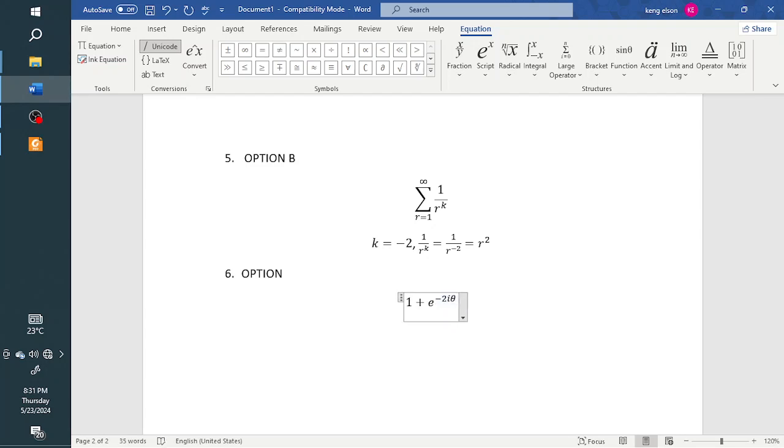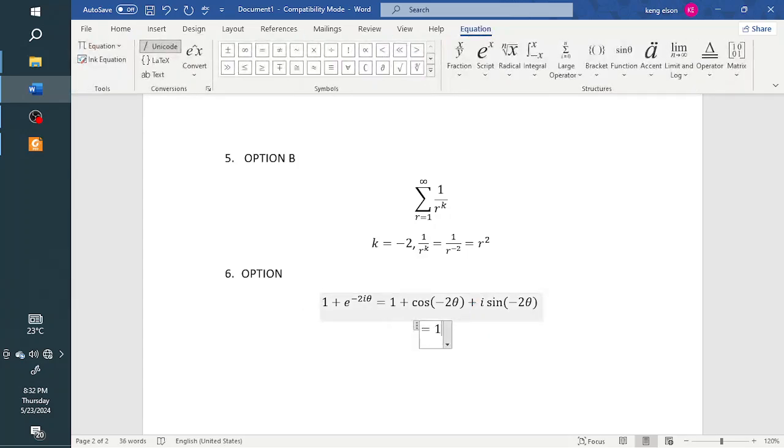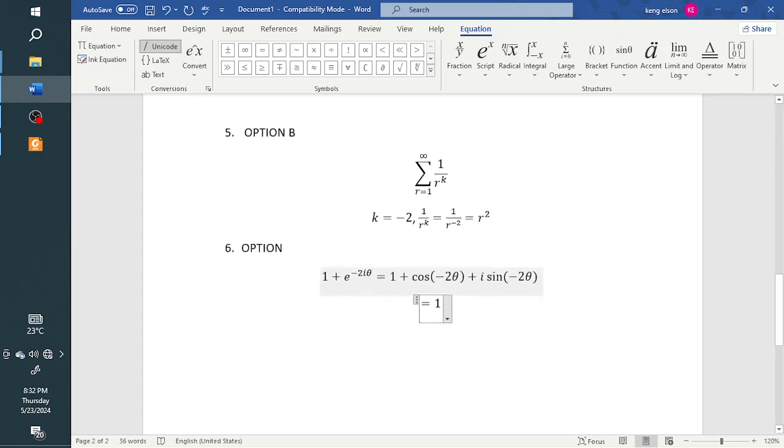So I prefer to write this complex number first in the algebraic form, in the trigonometry form. So this is the same as 1 plus, now e to the -2i theta is the same as the cosine of -2 theta, because the argument of e to the -2i theta is -2. So the cosine of -2 theta plus i times the sine of -2 theta. Okay, now this will be equal to 1.